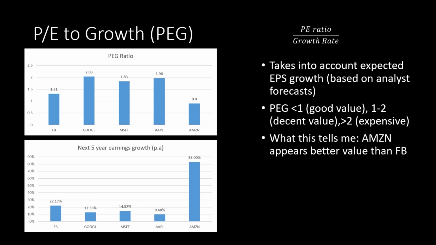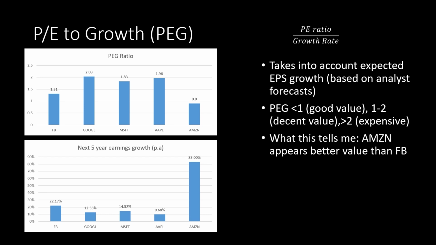What this tells me is that Amazon appears better value than Facebook. Amazon has insane growth, right? 83% expected growth for the next 5 years. And so when we take into account this growth, Amazon appears to be cheaper because their PEG ratio is at 0.9 times, and Facebook now is 1.3 times.